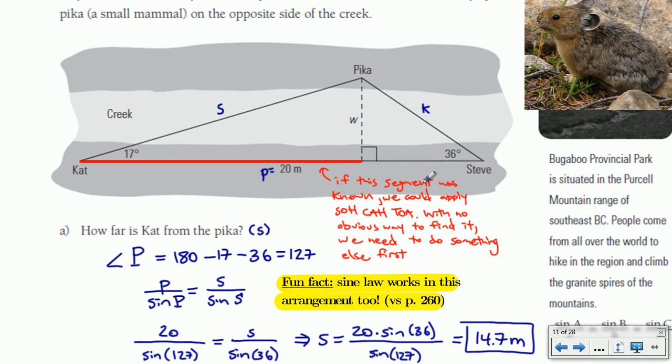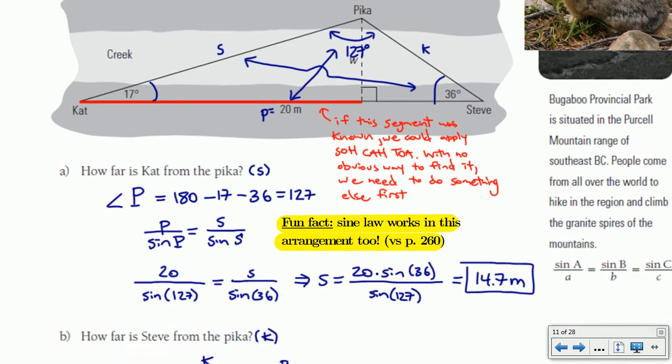Here's our setup for number 6. If we knew what this side length was, we could apply SOHCAHTOA, but we don't know what this side length is, so we need to do something else first. Because we know 2 out of 3 angles in this big triangle, it turns out that this angle is 127 degrees. And now that we know 2 out of 2 in this side angle pair, we can figure out what side length S is here. So we just apply Sine Law and we get 14.7.